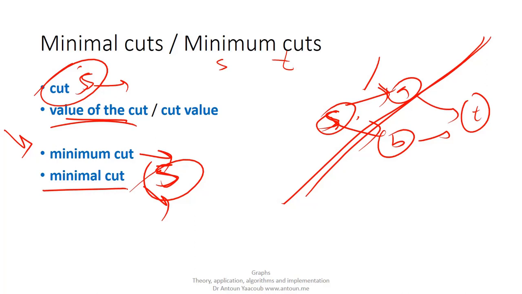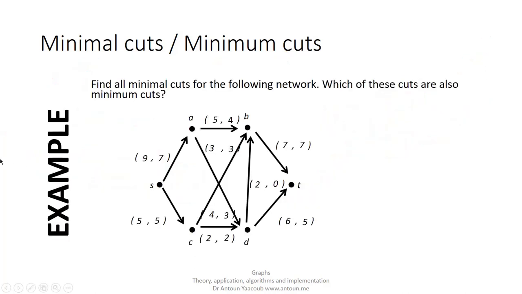So it should be clear that a minimum cut is obviously necessarily minimal. However, a minimal cut is not necessarily a minimum cut. I already covered that before. So we will take an example just to understand what a minimal and a minimum cut mean. At first we need to find all minimum cuts for the following network.